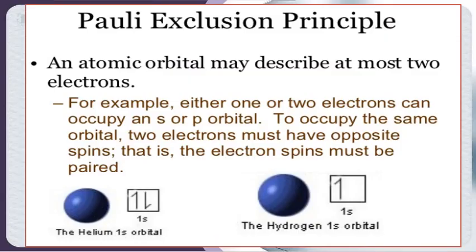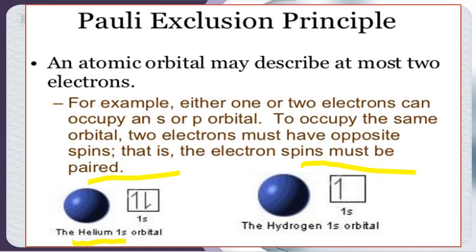Now the next one is Pauli's exclusion principle. According to this principle, no two electrons in an orbital can have the same values of all 4 quantum numbers. 3 values can be the same and the fourth one will be different. Now how to describe it? Look at the two diagrams.